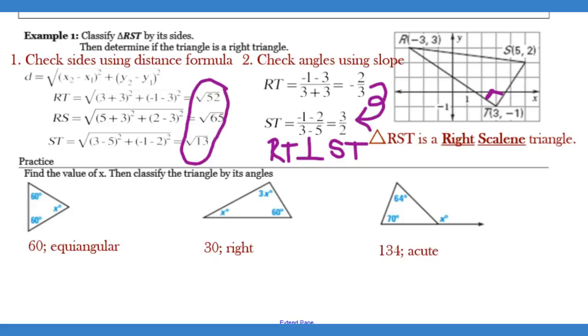Okay, so here are the 3 answers to this problem. The first one, we've got 60 and equiangular. Second one, we've got 30 and it's a right triangle. And the third one, we've got 134 and it's acute. So if you have any questions about those, make sure you ask me the next time I see you, and we can go over those.